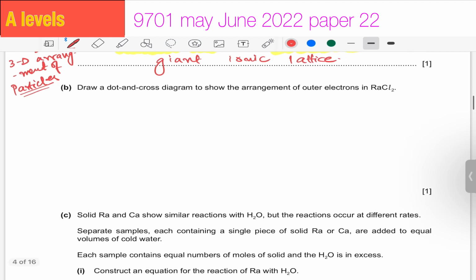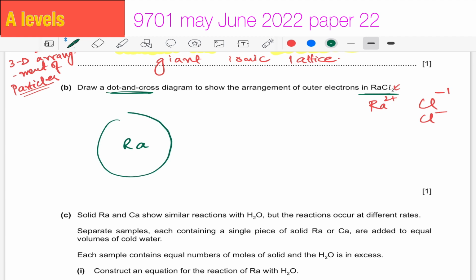Now the next part of the question is, draw a dot and cross diagram to show the arrangement of outer electrons in radium chloride. Radium chloride is an ionic compound with a radium ion which has a charge of +2 because it belongs to group 2, and chloride ions. You can see that it has 2 chloride ions, so we have to draw 1 radium ion and 2 chloride ions. To draw the structure of the radium ion, first we write the symbol and then the valence shell. We are only going to draw the valence shell.